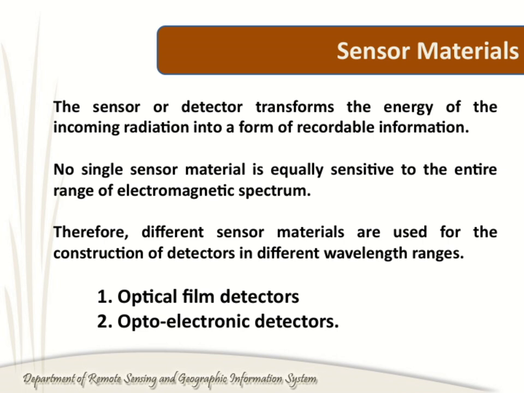performance. This diversity in sensor materials allows us to effectively detect and analyze a wide variety of radiation types across the spectrum, which is crucial for many applications in imaging, sensing, and communication. So, understanding these differences helps us better choose the right detectors for our specific needs.